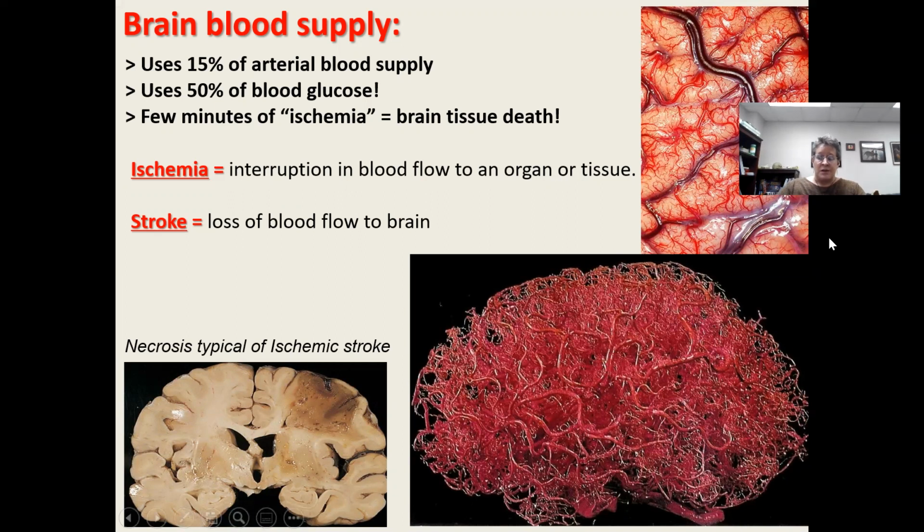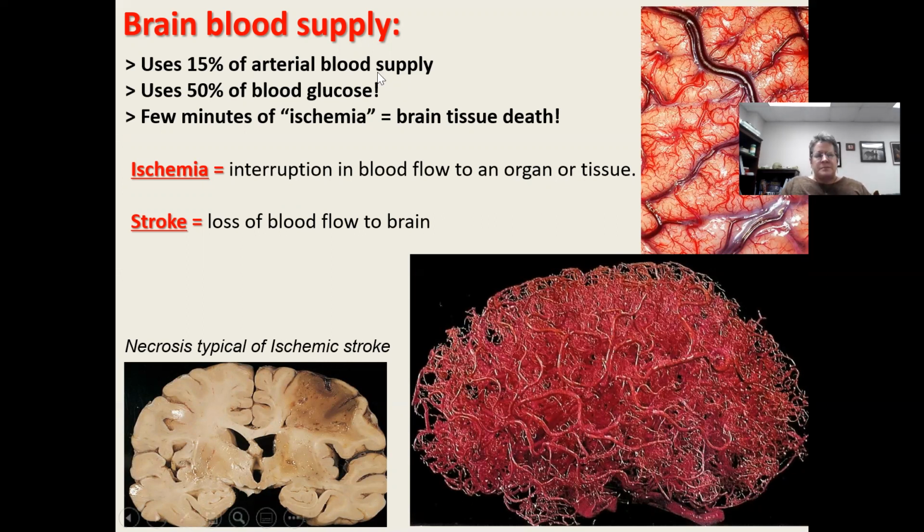50% of your blood glucose goes to your brain. And if the brain experiences even a brief interruption in blood flow, and an interruption in blood flow is called ischemia, without that gas, the oxygen, and without the glucose, brain tissue would quickly die because its metabolic rate is so high. It has very heavy demand for oxygen and glucose.